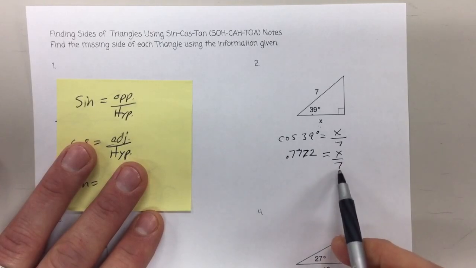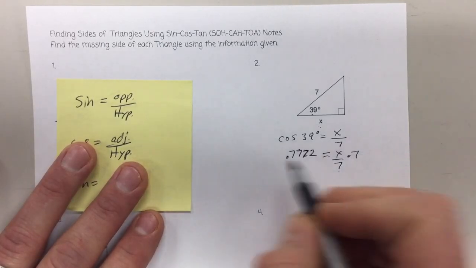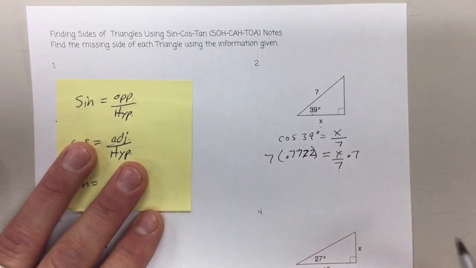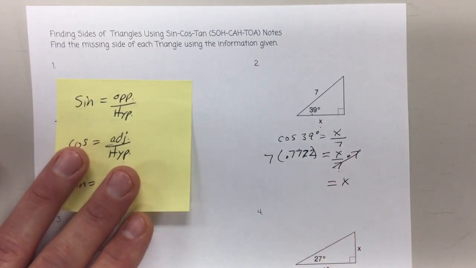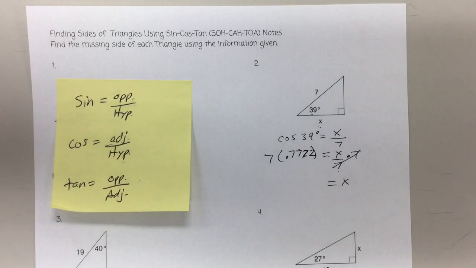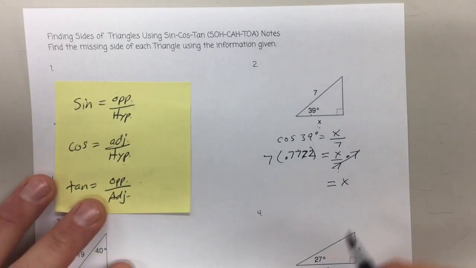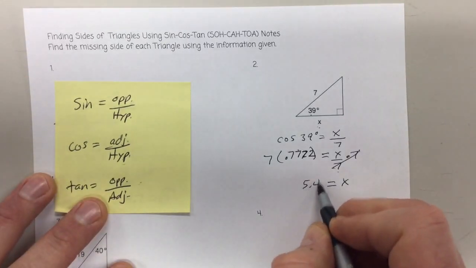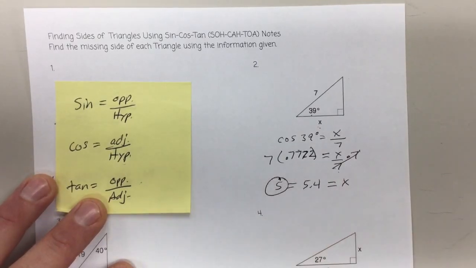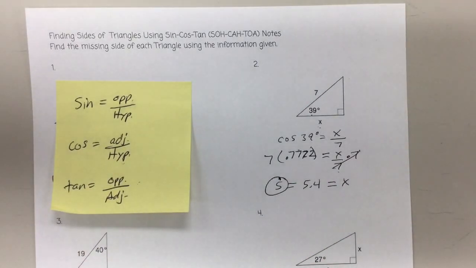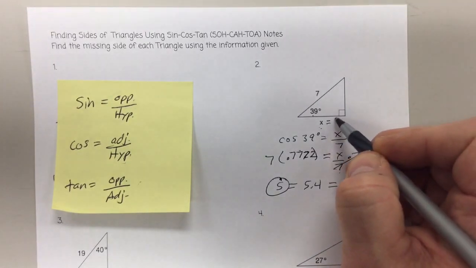Now to solve this, I simply multiply both sides by 7. That will cancel out. And 7 times 0.7772 is 5.4. But we're going to round this to 5. So this side is 5.